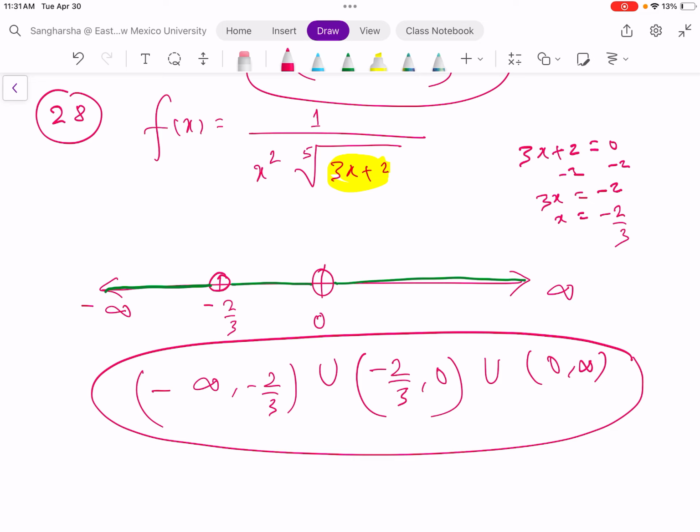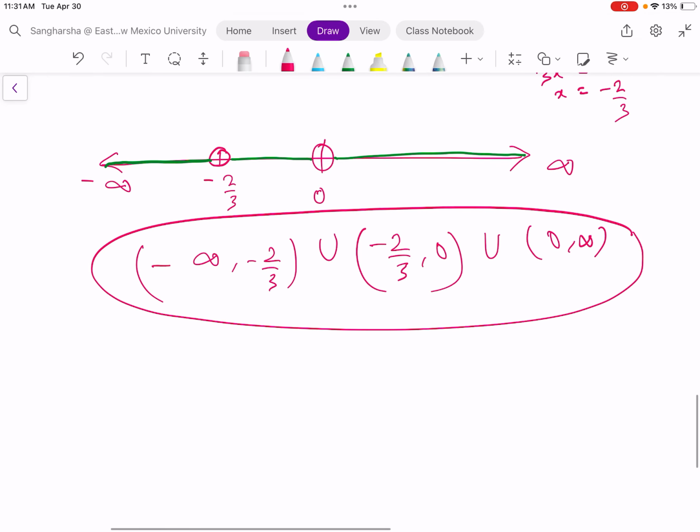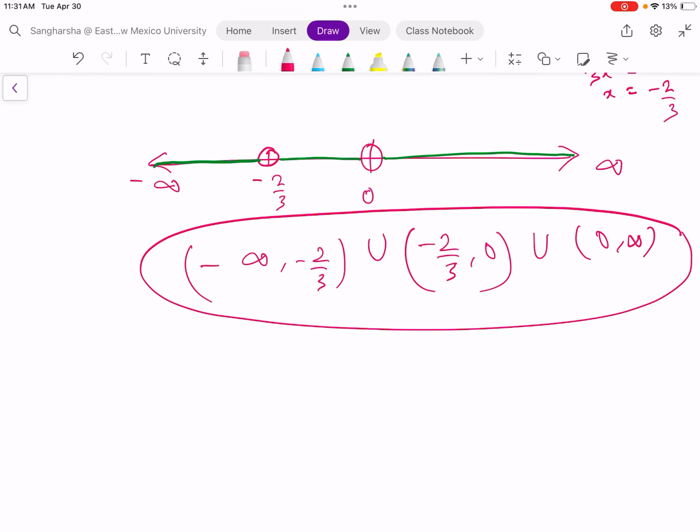Okay, now let's go to number 29. We need to perform the following transformation on the given parent function. You are given the basic function and you need to perform the transformation and graph the function. You do have the formula sheet, and the transformations will be given to you. You should be able to read those transformations.